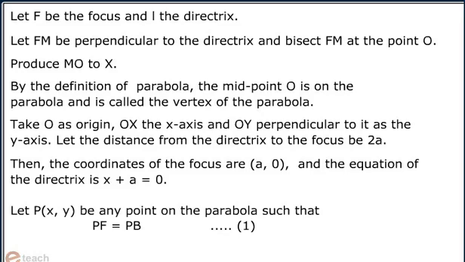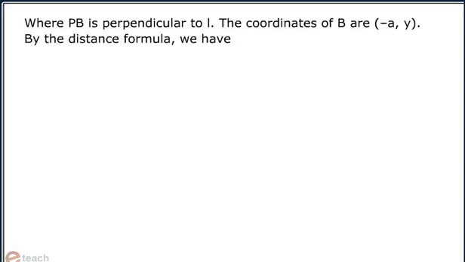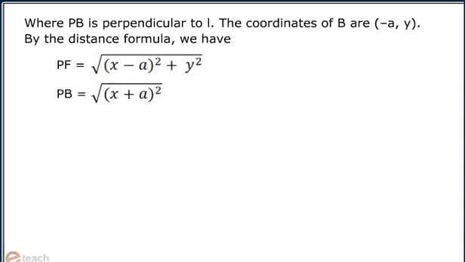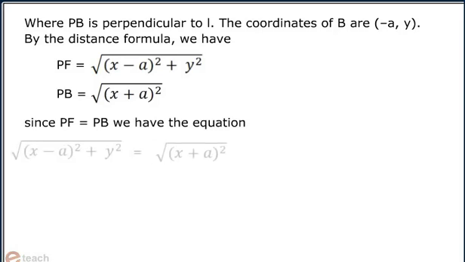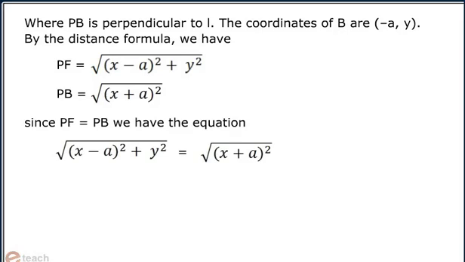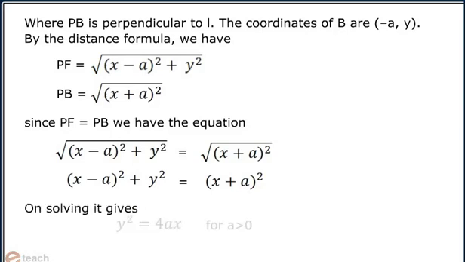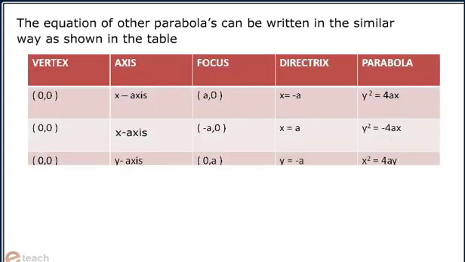Let P(x, y) be any point on the parabola such that PF equals PB. Let us call this equation 1, where PB is perpendicular to L. The coordinates of B are (minus a, y). By the distance formula we have PF equals root of (x minus a) square plus y square, and PB equals root of (x plus a) square. Since PF equals PB, we have root of (x minus a) square plus y square equals root of (x plus a) square, or (x minus a) square plus y square equals (x plus a) square. On solving, this gives y square equals 4ax. For a greater than 0, the equations of parabolas can be written in a similar way as shown in the table.